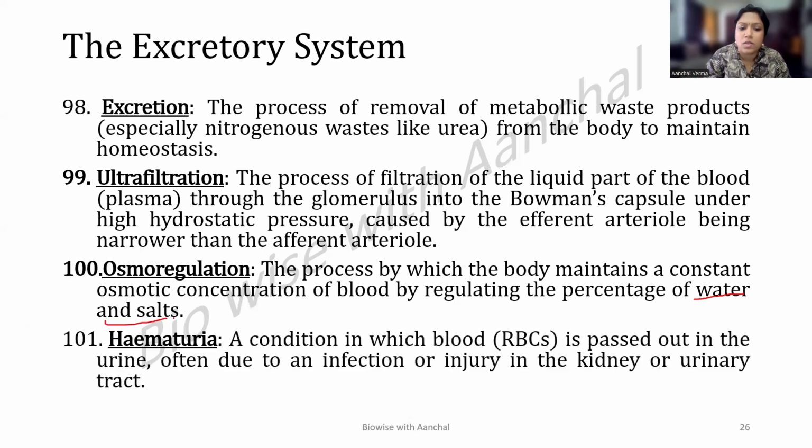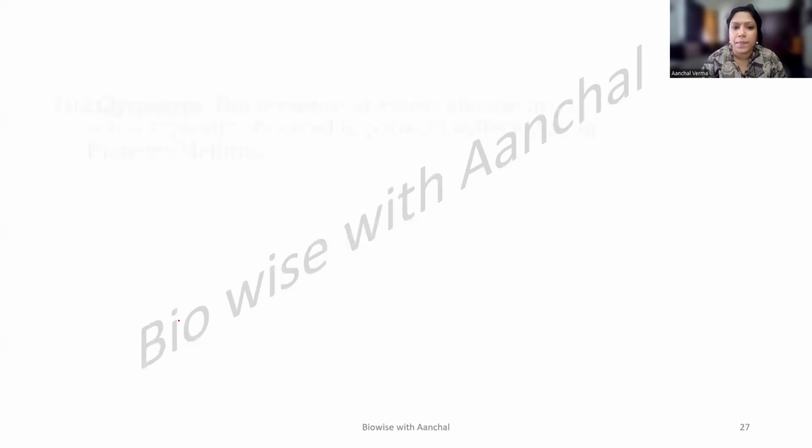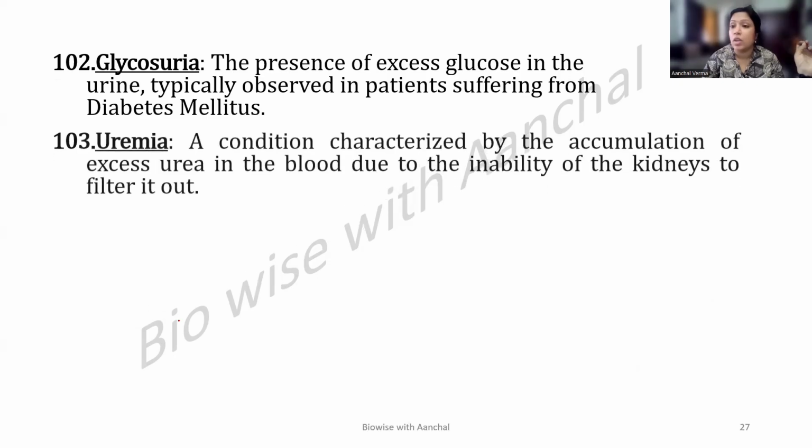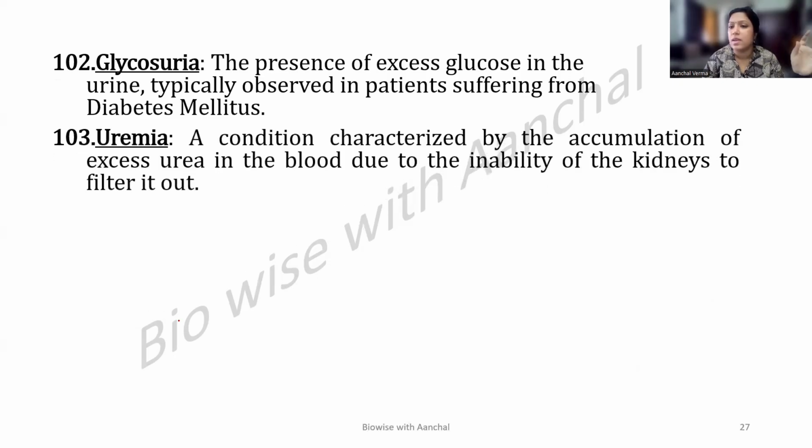Next one, hematuria is a condition in which blood is passed out into the urine. It is often because of infection or injury in the kidney or the urinary tract. Okay, so this is hematuria. Next one is glycosuria, the presence of excess glucose in urine, especially observed in patients suffering from diabetes mellitus.